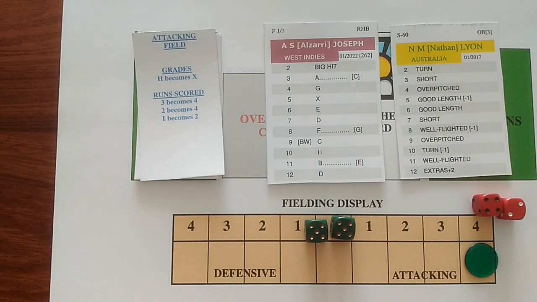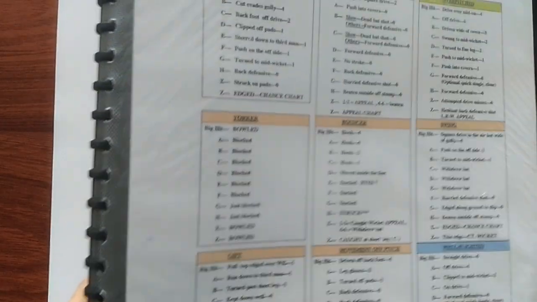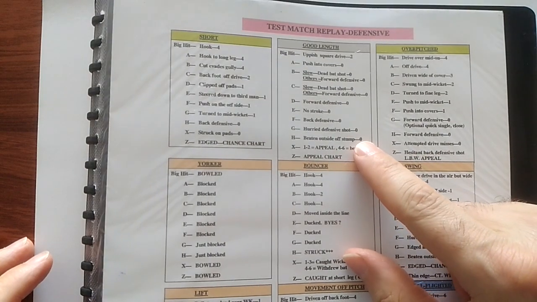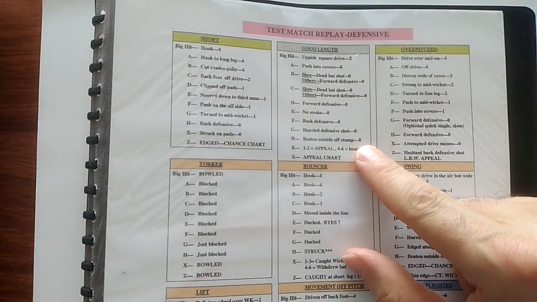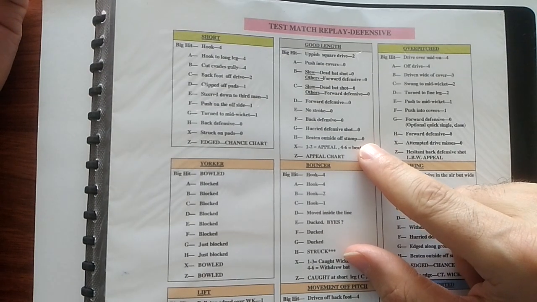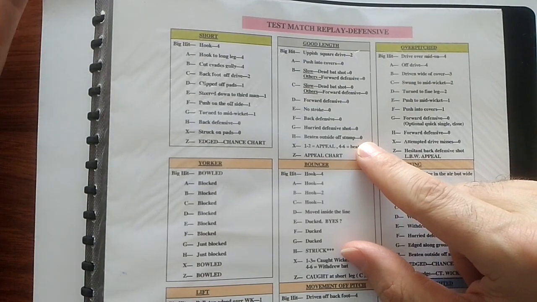So I might just get the actual boards out. So on a defensive field, I'll move these dice, we can see a good length ball here is an H. And the result of the delivery is beaten outside off stump for no runs. Okay, so a very good ball, but it's beat the batsman. He hasn't got an edge. He survives, just doesn't get any runs.